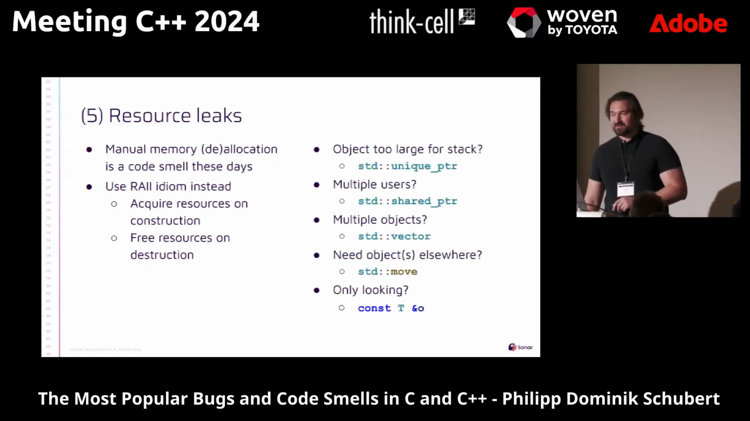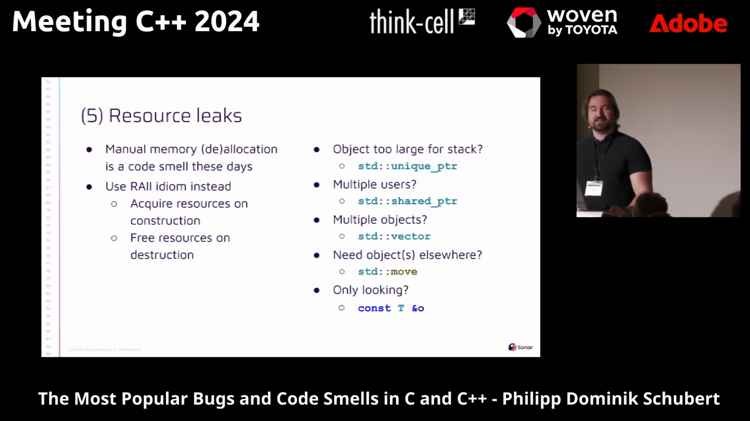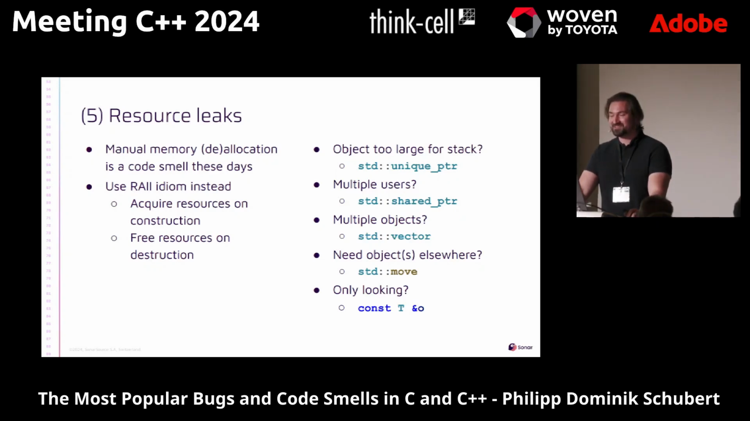So use that. If the object is too large for the stack, well, allocate it on the heap, have a unique pointer, and job done. Multiple users, if you want to use it the Java way, just use make shared, and then you have Java, kind of. No, use shared pointers, right? And then it's still cleaned up for you.